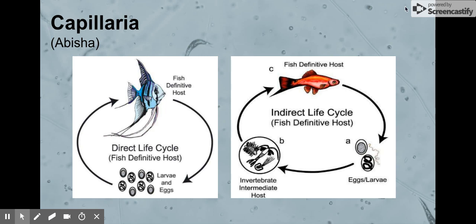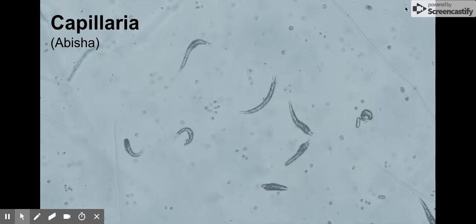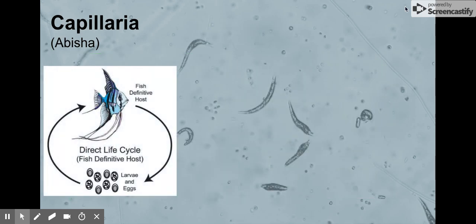Now, do the Capillaria have a direct life cycle or an indirect life cycle, which we previously distinguished was the difference of having an intermediate host or not? The Capillaria have a direct life cycle. Now, why is this a problem?